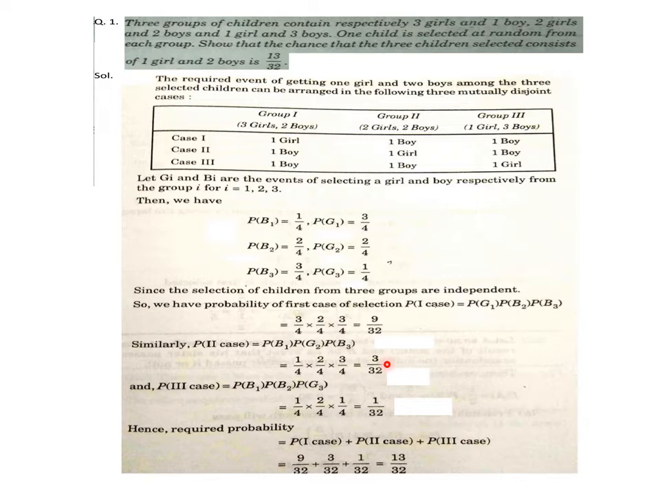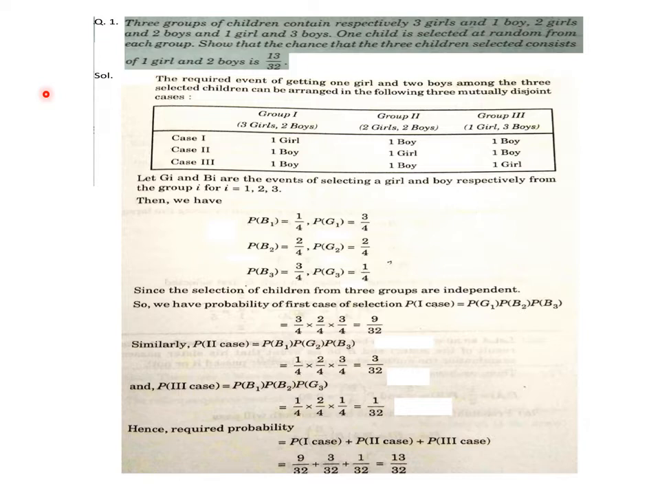So by the addition theorem, the final required probability is P(case 1 union case 2 union case 3). And we know that P(A union B union C) is equal to P(A) plus P(B) plus P(C) when A, B, C are mutually disjoint. This is the case here. So finally the probability will be P(first case) plus P(second case) plus P(third case), as you can see in that final step. But for that we need to calculate P(first case), P(second case) and P(third case).